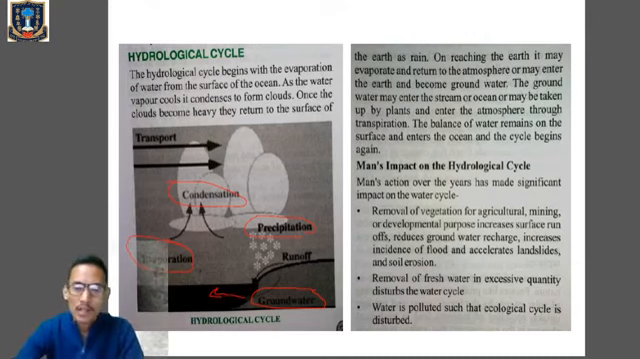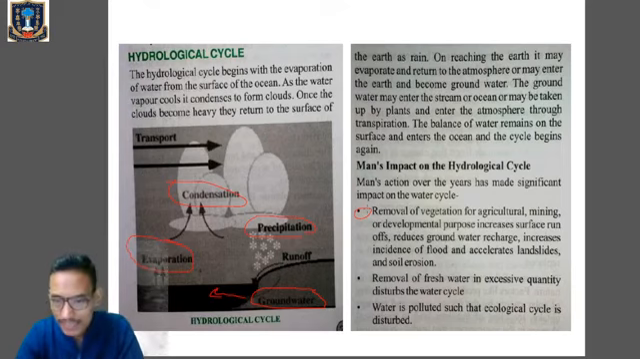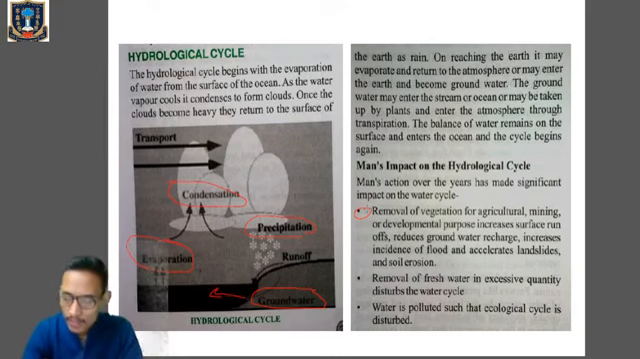First one, removal of vegetation for agricultural, mining or developmental purposes increases surface runoff, reduces groundwater recharge, increases incidence of flood, and accelerates landslides and soil erosion. That means we have a tremendous impact on the hydrological cycle. We are the ones who are disturbing the stability of our ecosystems, the balance of our ecosystems, right?